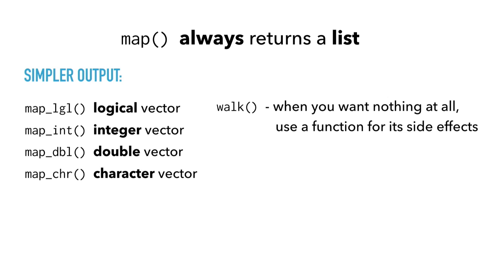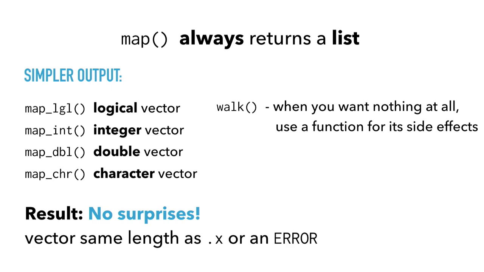There's one other function with a different name called walk that works just like map, except you use that when you don't want to return something. That's more useful when you want to do something to each element, but you don't really care about what's being returned. You just want its side effects. So that's things like printing a plot to the screen or saving a file to disk. We'll see some examples of that later.